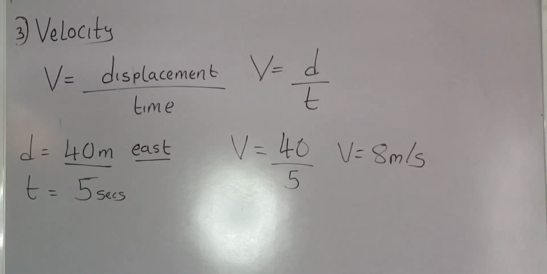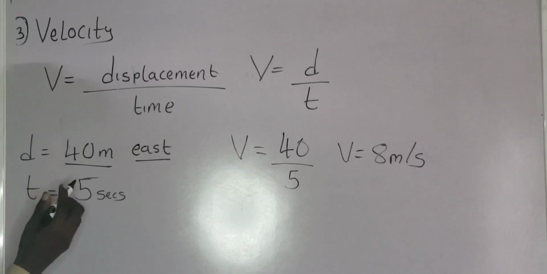So speed can only be positive, while velocity can be negative or positive. This implies that when speed has direction, it becomes velocity. When direction is removed from velocity, it becomes what? Speed. You understand?